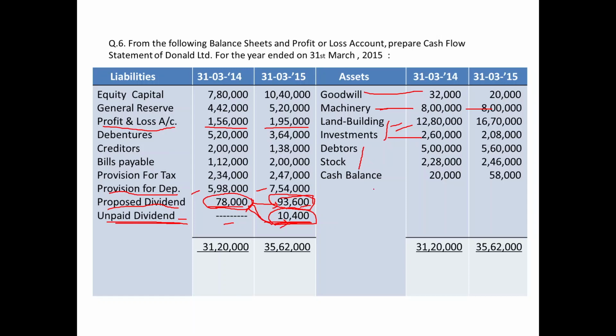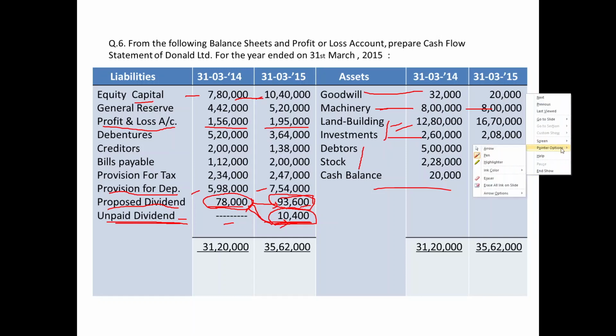So wait, cash balance को हम last में verify करते हैं. Come on the liability side. Equity share capital 7,80,000, 10,40,000. Something is there. What does it mean? It means in the current year, company has made a further issue for rupees 2,60,000. Bank account debited to equity share capital account credited 2,60,000.